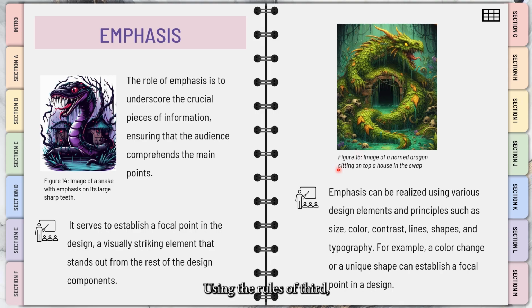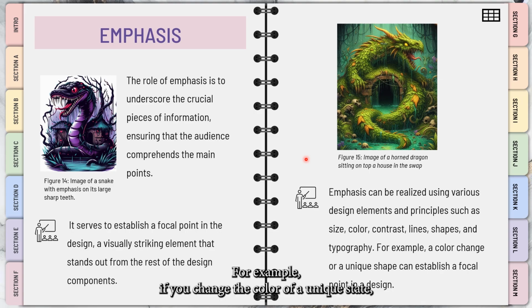Using the rule of thirds, you will see that the focal point is exactly the entrance of the home. Even though the dragon is sitting on top of the house, your eyes directly focus towards the entrance of the home. Emphasis can be realized using different design elements and principles such as color, contrast, lines, shapes, and typography.